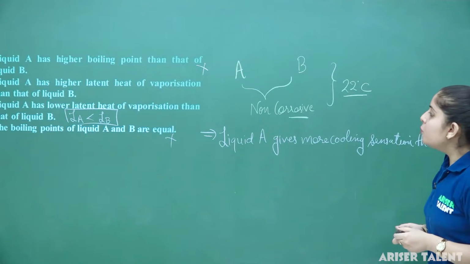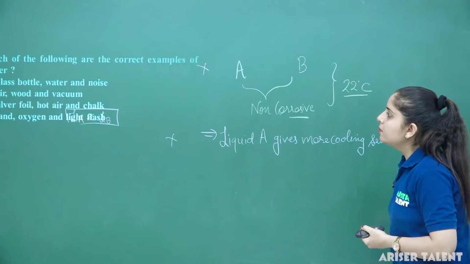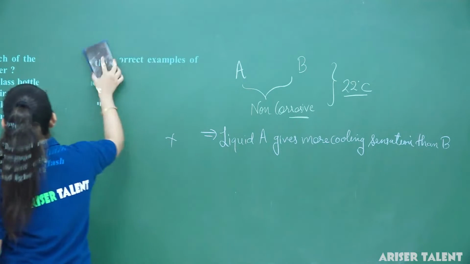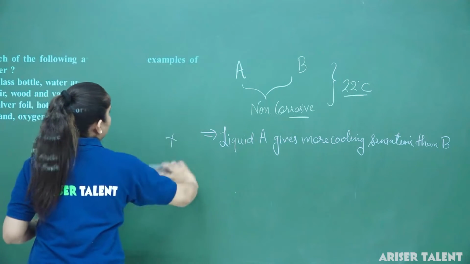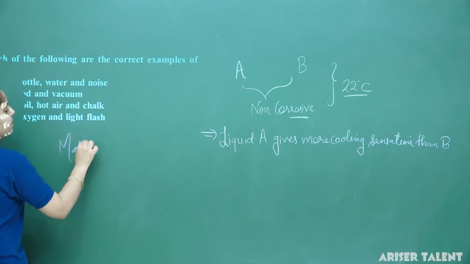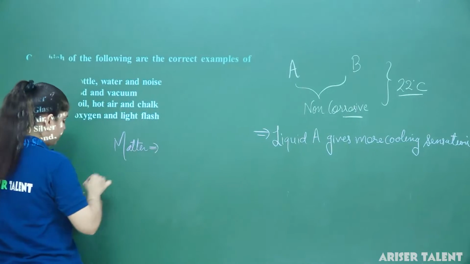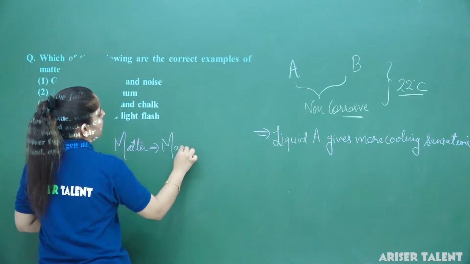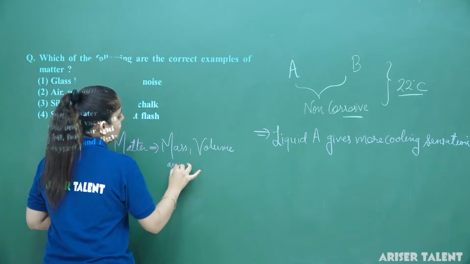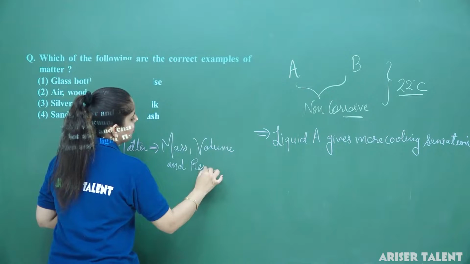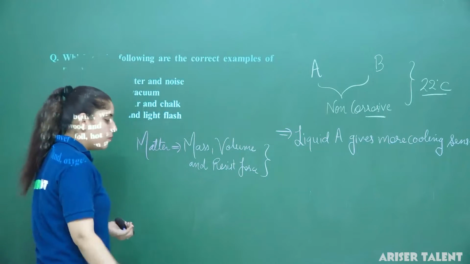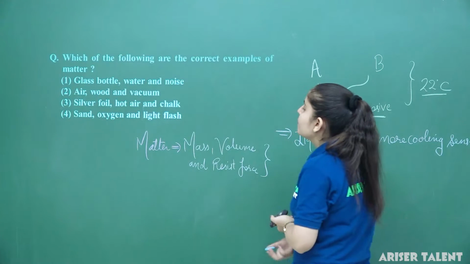Now, let us move to the next question in this sequence. Which of the following are the correct examples of matter? Now, what is matter? Matter is something that has mass and occupies space. Matter is something that has mass, volume, and it can resist force. So these are the characteristics of matter. So let's check the examples here.